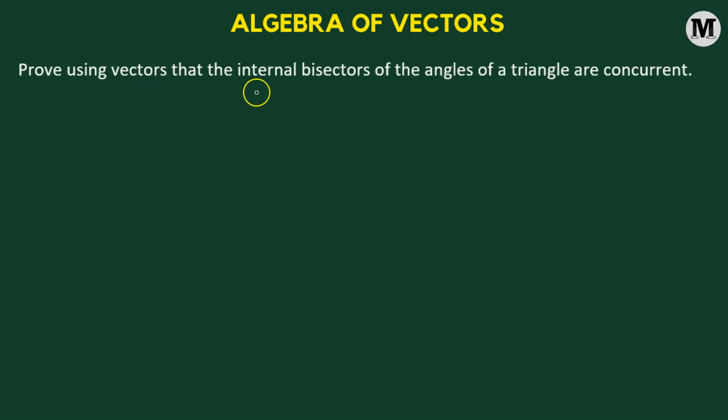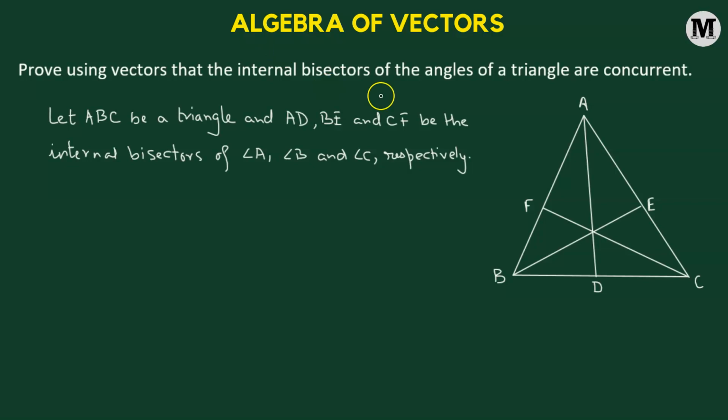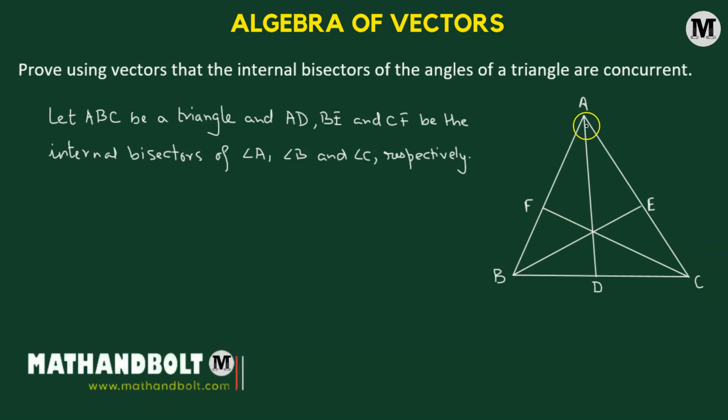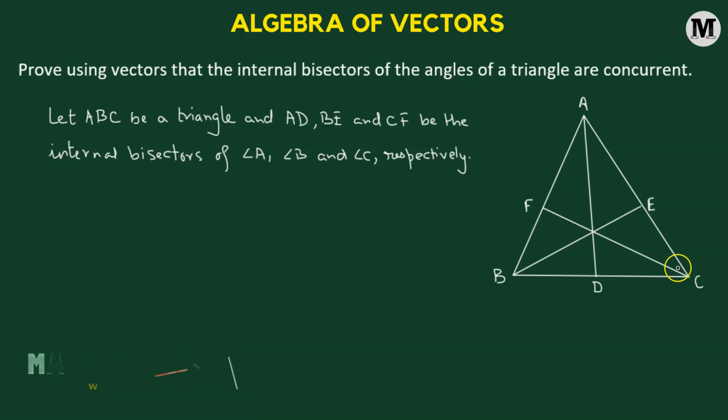Prove using vectors that the internal bisectors of the angles of a triangle are concurrent. Okay, so let's try to understand the problem graphically first. Here we have the triangle ABC. AD, BE and CF are the internal bisectors of the angles A, B and C respectively of the triangle.